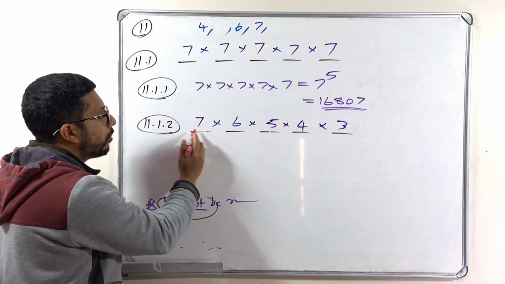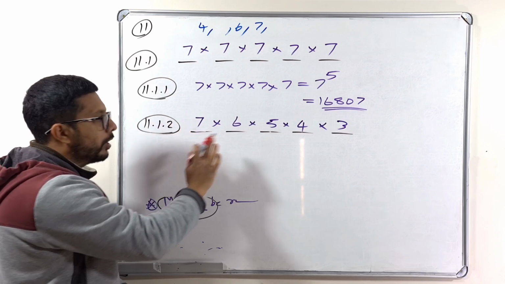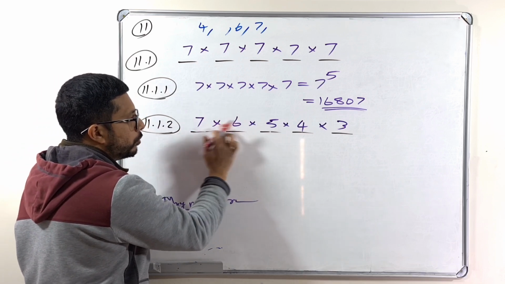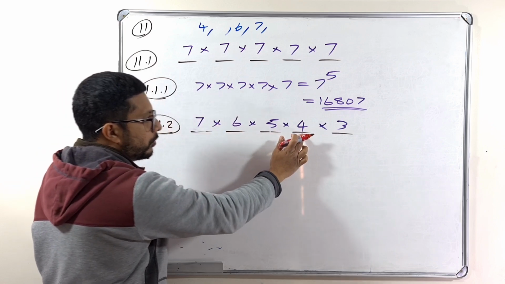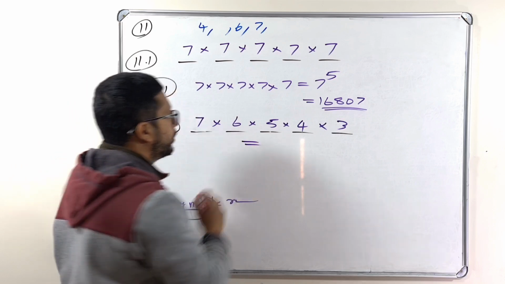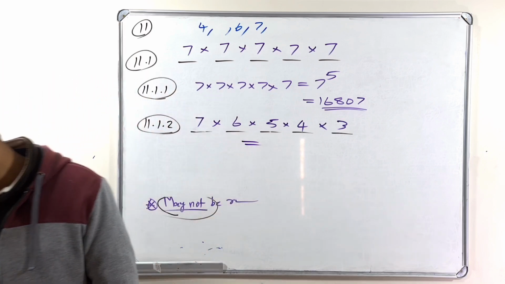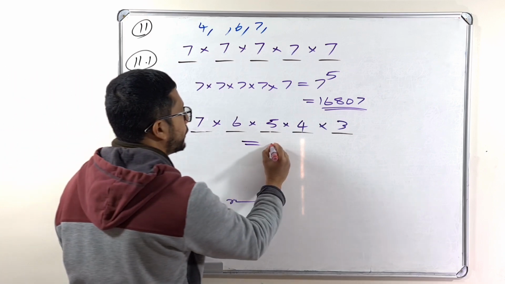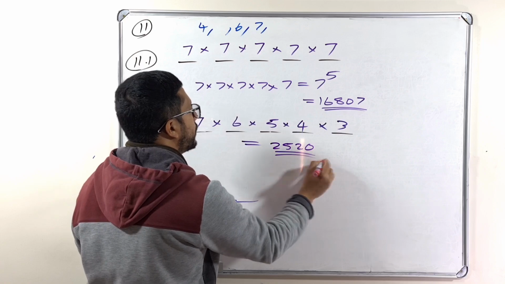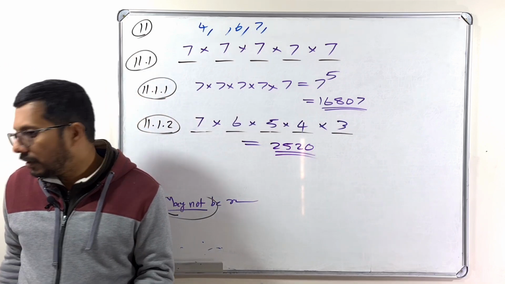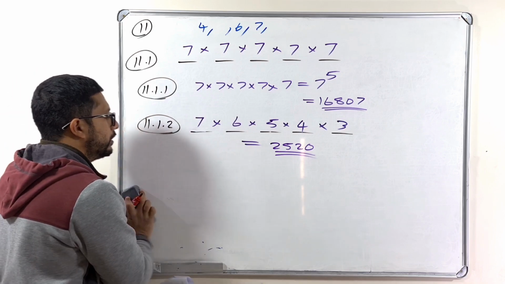Here you have all the 7 numbers, but here 1 less because you chose 1, here 1 more less because you chose 2 numbers, here 1 more less because you chose 3 numbers, like that. So what is the answer here? Check in your calculator. That is 2520. 2520 options.